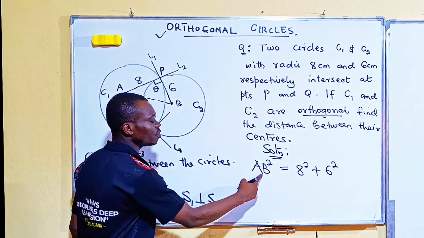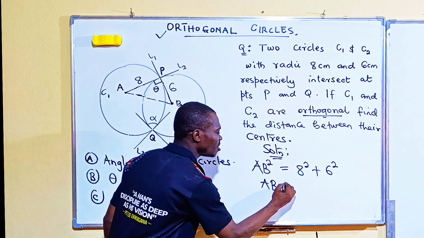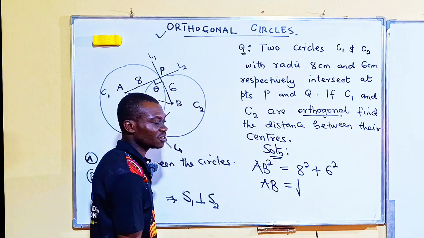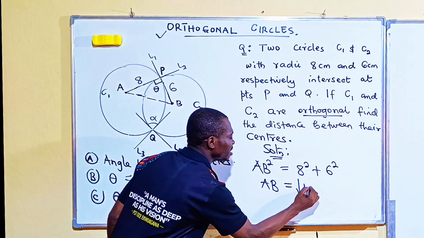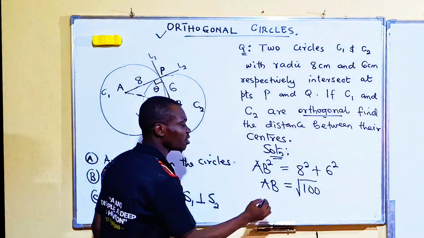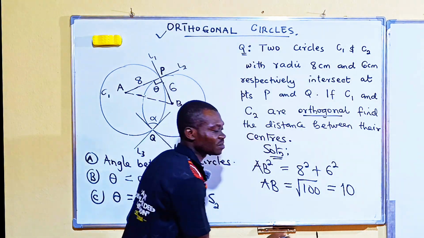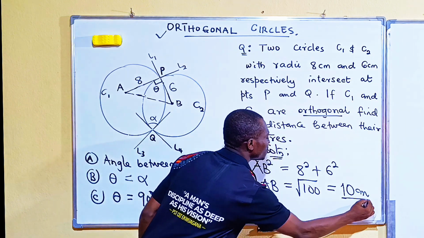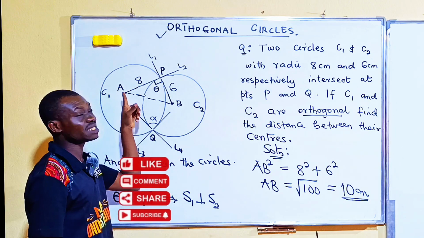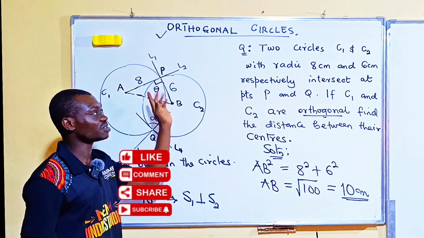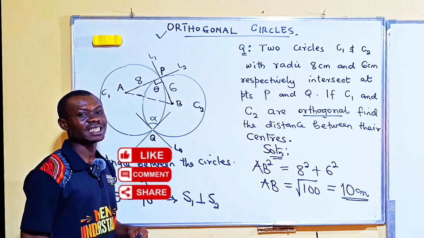Then if you take the square to the other side, our AB is going to be equal to the square root of 8 squared, which is 64, plus 36, that is 100. So you have the square root of 100, which is equal to 10 centimeters. So what it means is that the distance between the centers of the two circles that are orthogonal at these two points is equal to 10 centimeters.